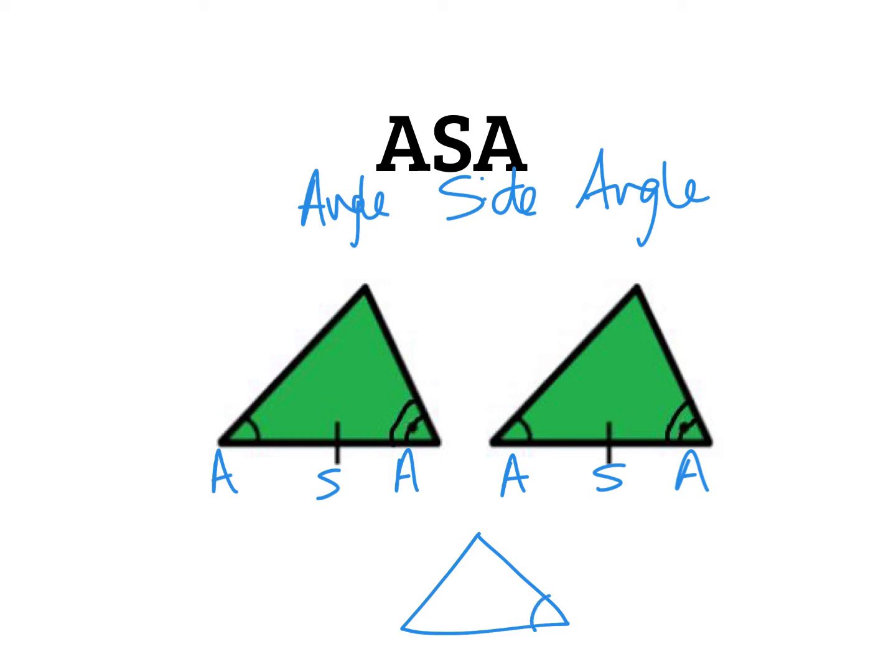For example, we had an angle, another angle, and then the side. So notice how in this scenario, the side is not right between them. So it's not angle, side, angle. It's angle, angle, side. The order of the letters matters. Here, the side is sandwiched between the 2 angles. Here, the side is not. That's why this one is angle-angle-side, while this one is angle-side-angle.